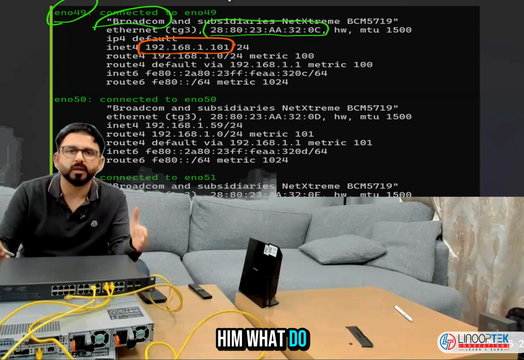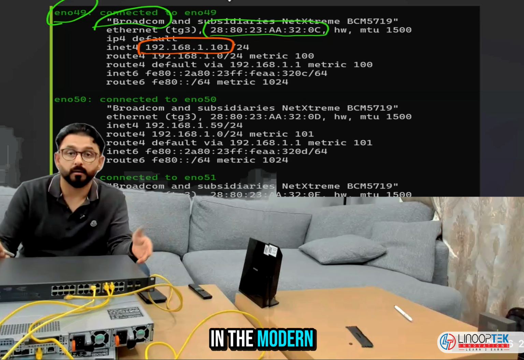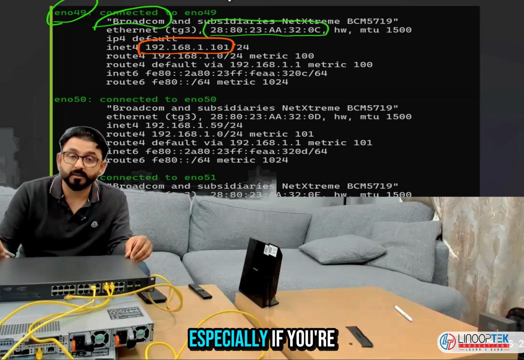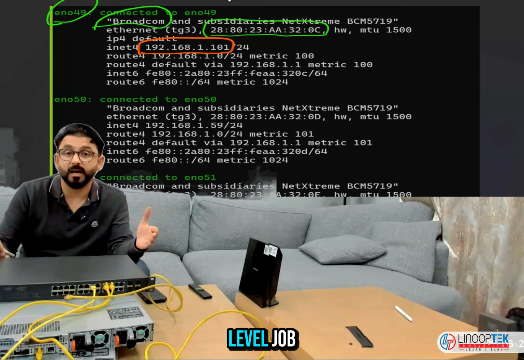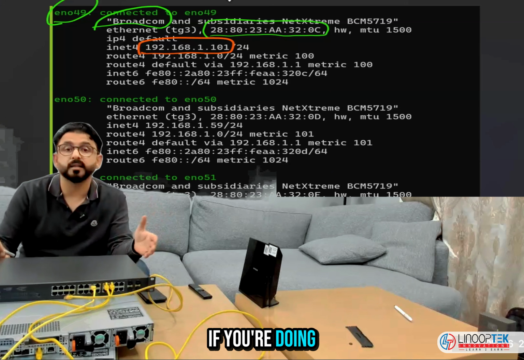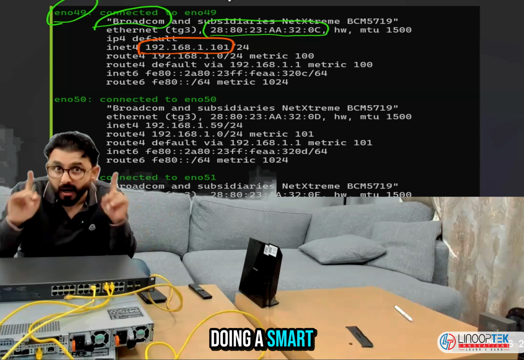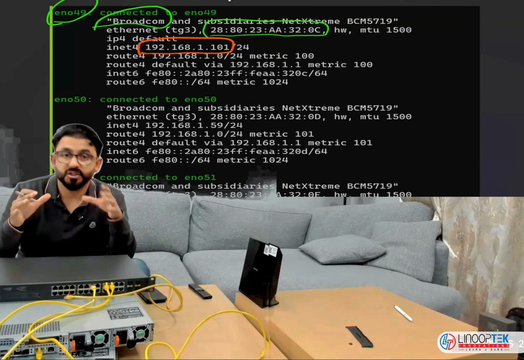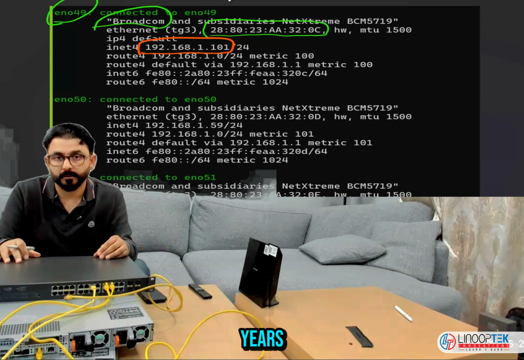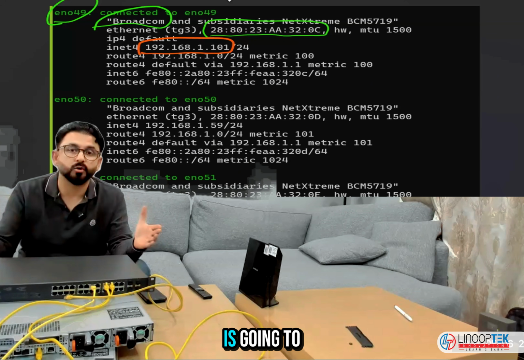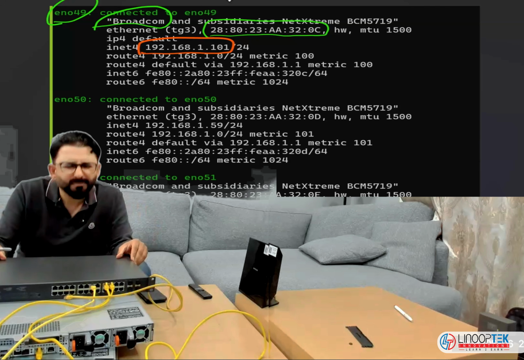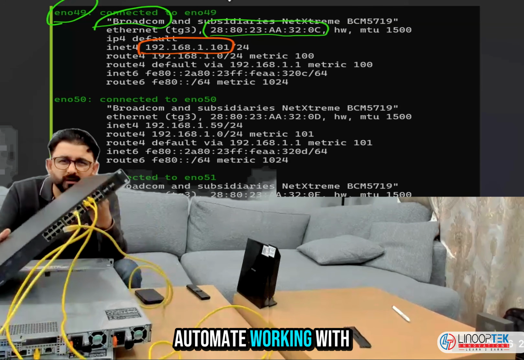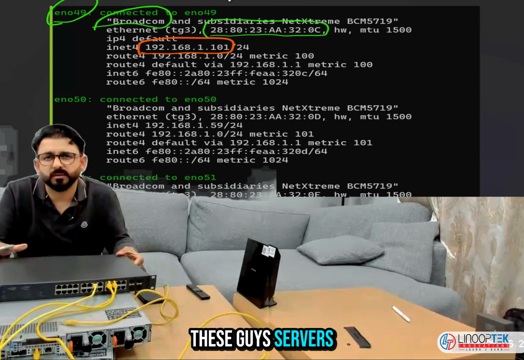I asked him, what do you think about the AI and the role of the AI in the modern era? And he said, unfortunately, it's going to kill a lot of jobs, especially junior level desk jobs, anything repetitive. If you're not doing smart work, if you're not a highly skilled person, chances are you're going to lose your job in the next 3 years. Chances are everything is going to be automated. But how is AI going to automate working with these guys, servers?